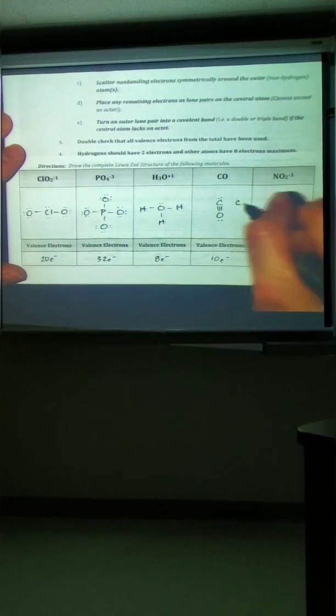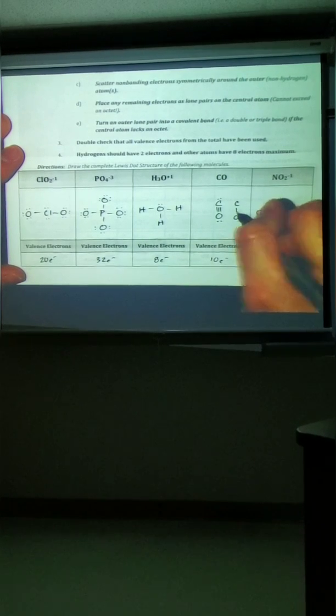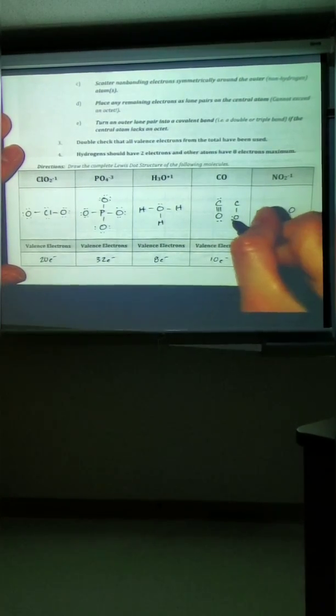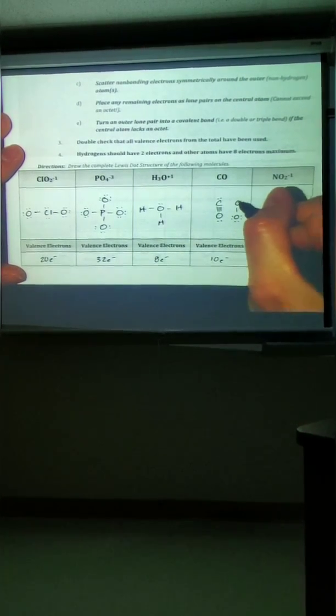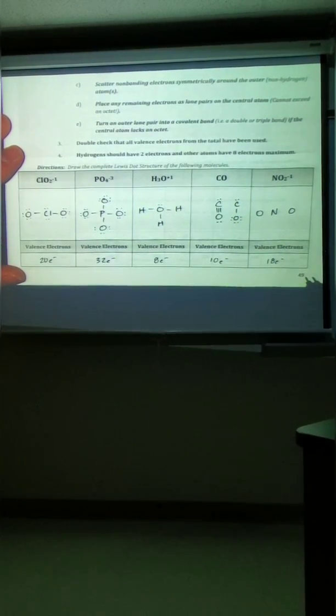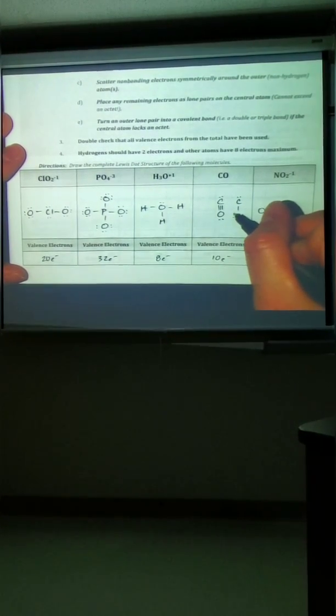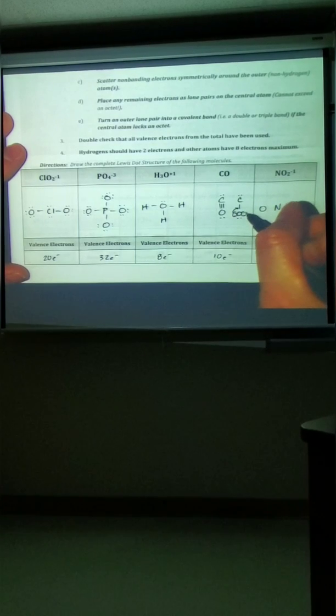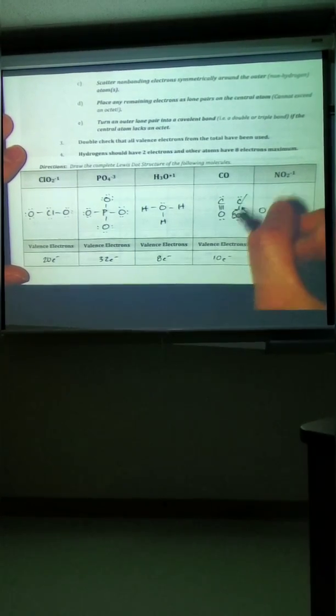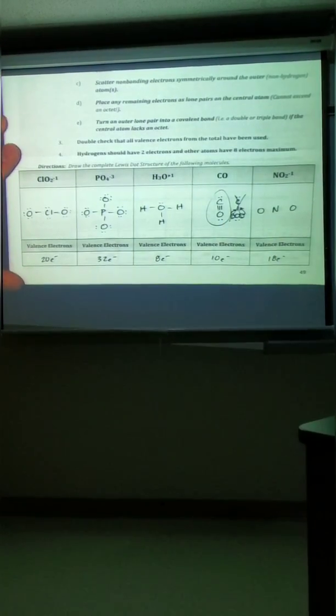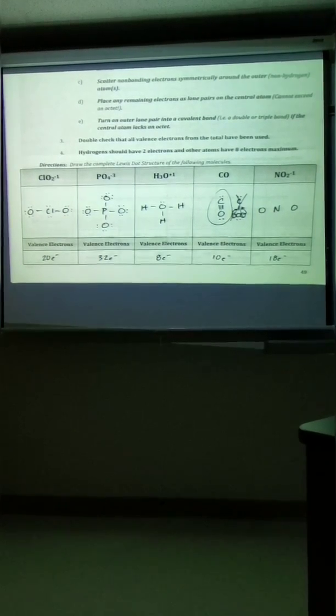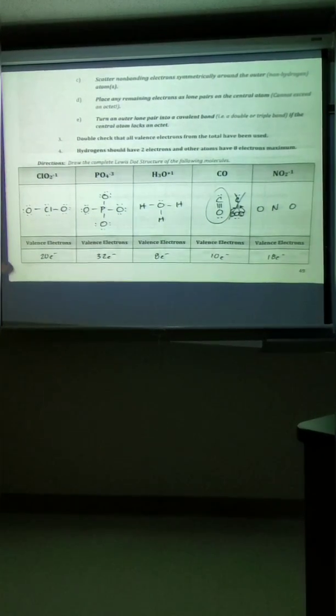Oftentimes students would end up here. They would say 2, 4, 6, 8, and then they'd have 10, and then they'd be out of electrons. So when that happens, just remember that you can share these back, and that's how we end up with this answer. So anytime that you run out, you have to share back to the middle, so that everybody has 8.